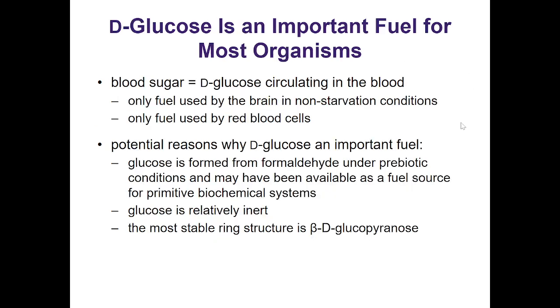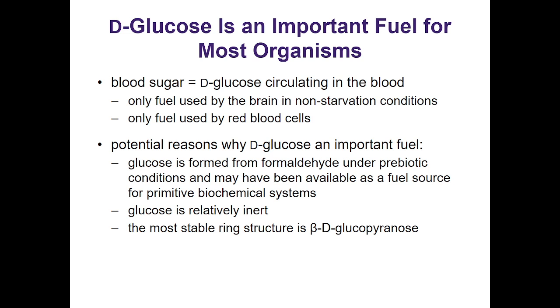So D-glucose is going to be one of your most important fuels for most organisms. It's sort of the primary fuel for most organisms other than ATP. And so blood sugar is going to be your D-glucose in circulation in your blood. It's the only fuel used by your brain in non-starvation conditions. It's the only fuel used by your red blood cells in similar conditions.